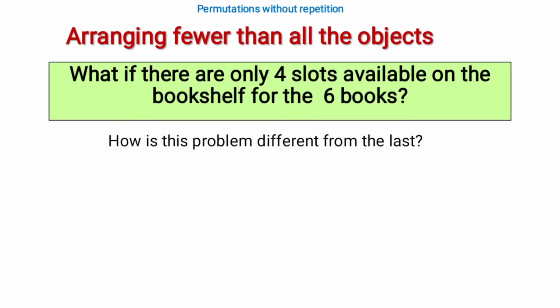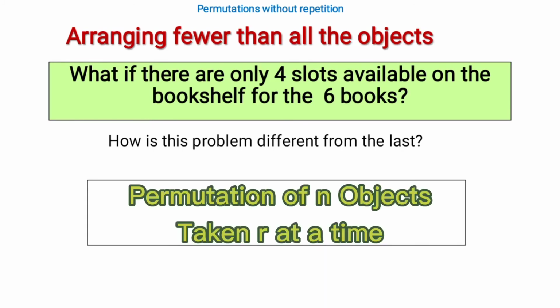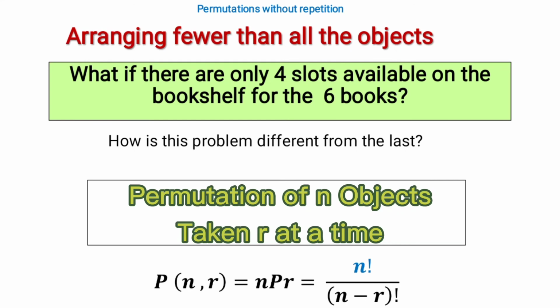Answer: from our previous examples, the total number of all objects and the number of objects taken at a time are the same. However, in this problem, the number of objects taken at a time is fewer than the total number of all objects. So for arranging fewer than all the objects, the permutations of n objects taken r at a time, P(n,r), is equals to n factorial over quantity n minus r factorial.